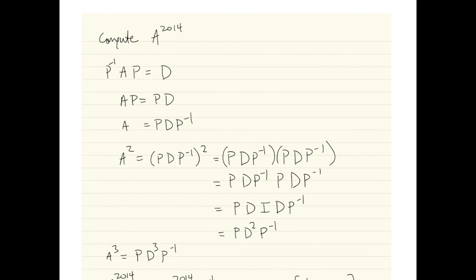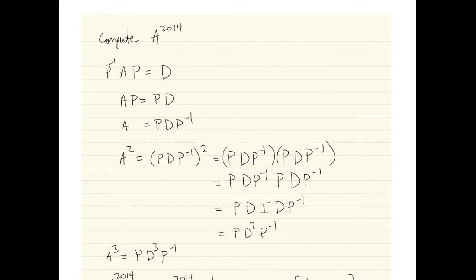Okay, now how is that useful? Well, here's a simple example. Suppose we want to compute A to the 2014. That's a huge number, and it turns out it's much easier to compute exponents of diagonal matrices than non-diagonal matrices. Okay, so we know that P inverse AP is equal to this certain diagonal matrix, and so let's solve this equation for A, because we want to compute A to the 2014.